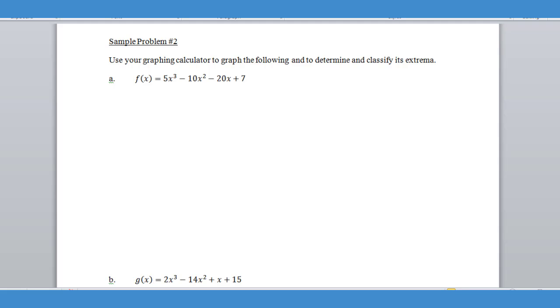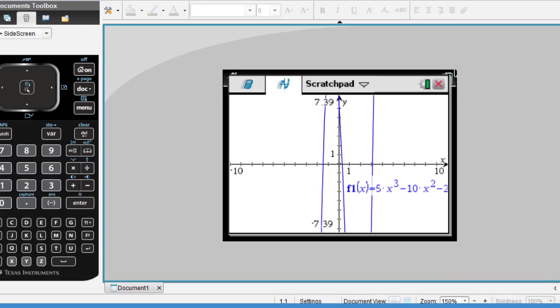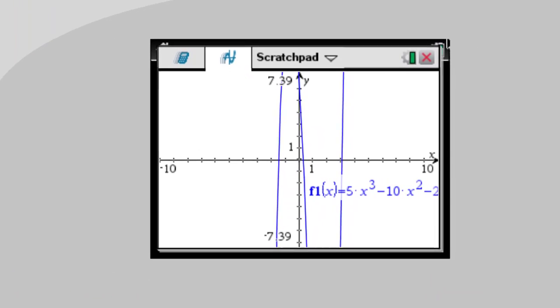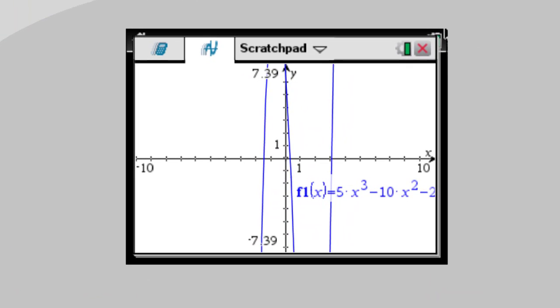So the first thing I want you to do is take part A, 5x cubed minus 10x squared minus 20x plus 7, and graph it on your calculator. Now, at this point in the course, before you even graph this, you should have some sense of what this graph is going to look like. And it'll give you an idea of the end behavior and various things like that. And so if we go over to our calculator, this is the view I get of my particular graph. Not a real good view because we can't see the whole thing, but I do have a basic idea.